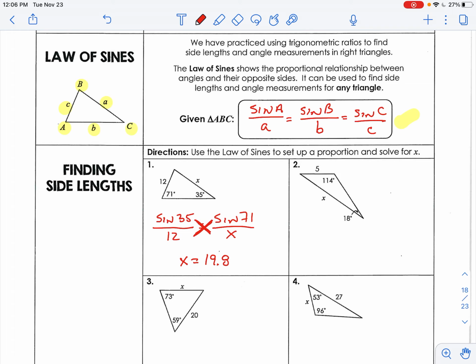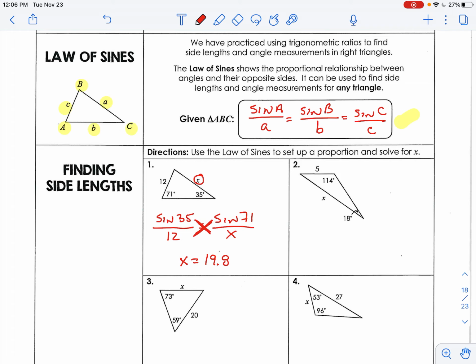Now, let's do a quick sanity check. Does that make sense? I think so, because this x is opposite 71, so it clearly has to be bigger than the side opposite 35, which is 12. It doesn't give you an exact answer, but it tells you at least if you're plus or minus the right way. All right, let's look at number 2.